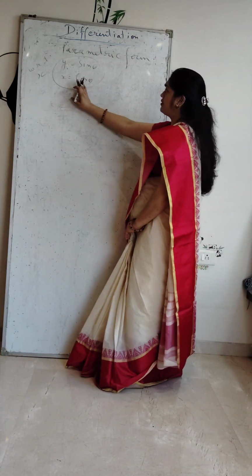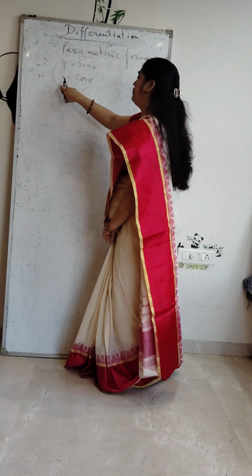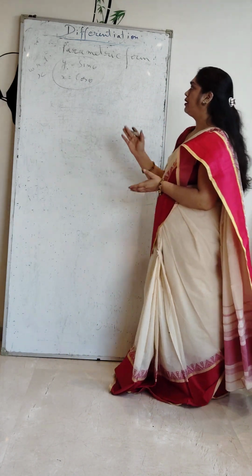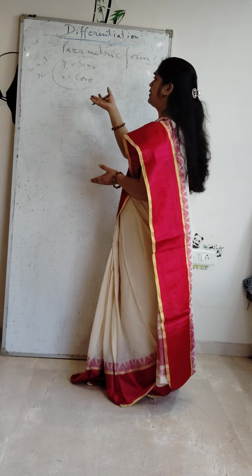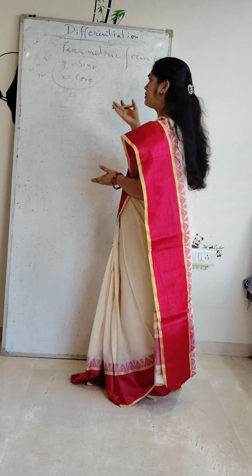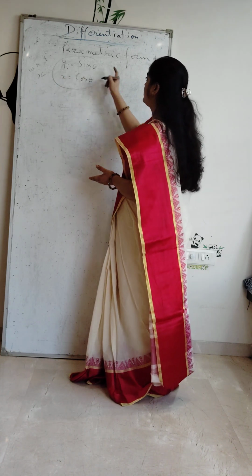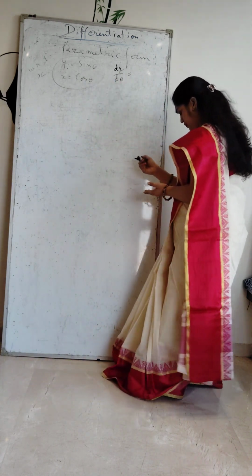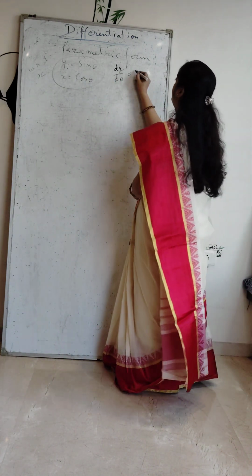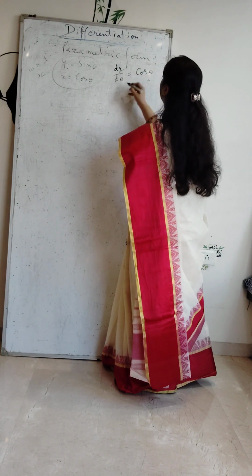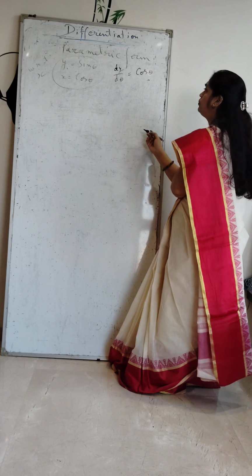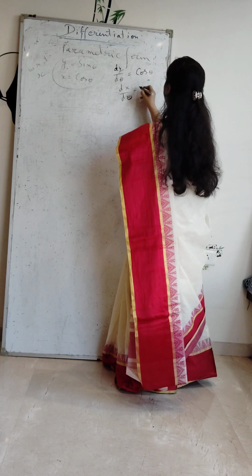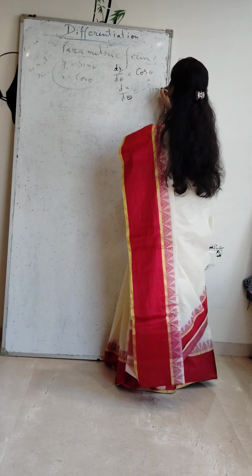We will differentiate y with respect to theta, and we will differentiate x also with respect to theta, and then we will find dy by dx. We will solve dy by dx as dy by d theta upon dx by d theta. So dy by d theta, differentiation of sine theta with respect to theta, will be cos theta, and differentiation of x with respect to theta will be minus sine theta.